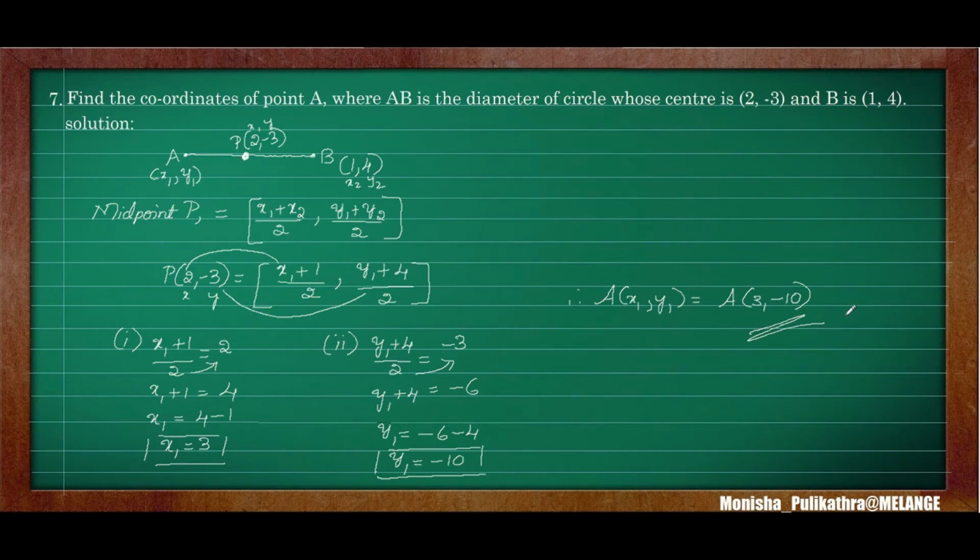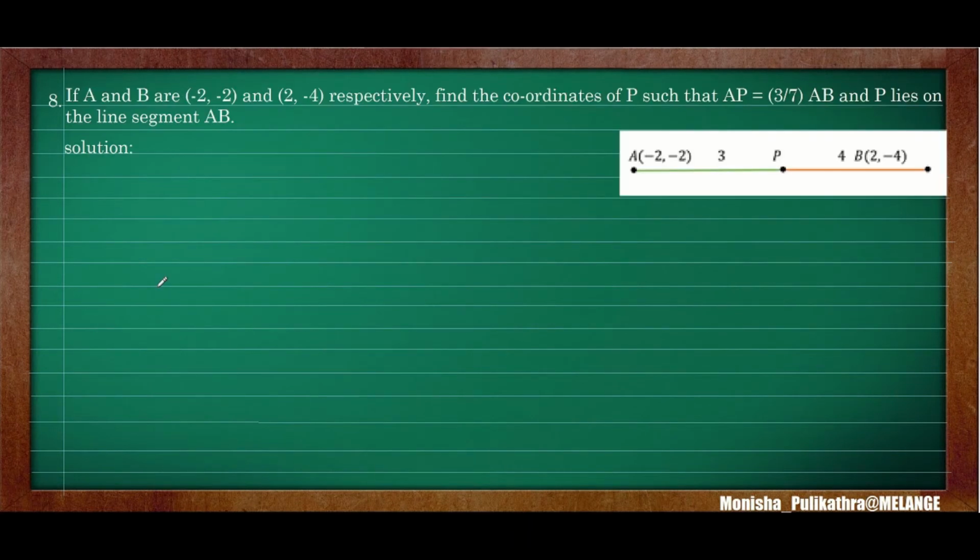I hope you understood this. Moving on to the 8th question. The 8th question is, if A and B are (-2, -2) and (2, -4) respectively, find the coordinates. Coordinates means x, y, that we have to find out here. We have to find the coordinates such that AP is equal to 3/7 AB. Now you can see the line segment here. The point A is (-2, -2) and point B is (2, -4).